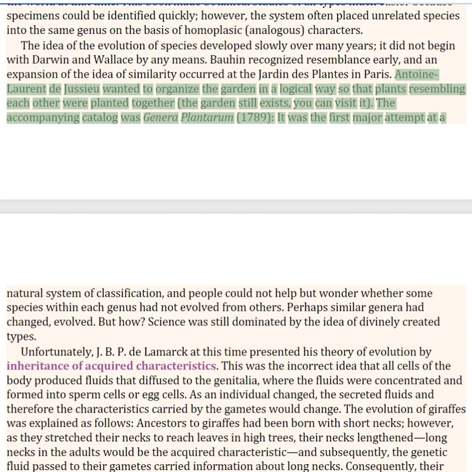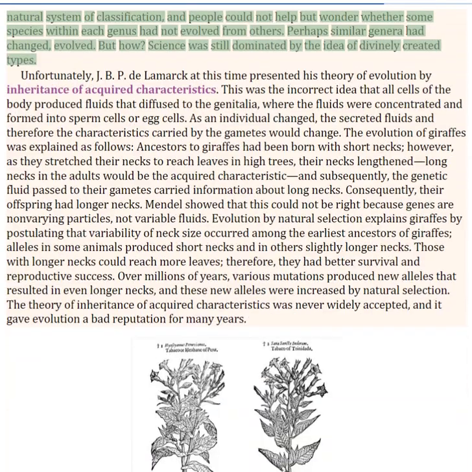It was the first major attempt at a natural system of classification, and people could not help but wonder whether some species within each genus had not evolved from others. Perhaps similar genera had changed, evolved. But how? Science was still dominated by the idea of divinely created types.